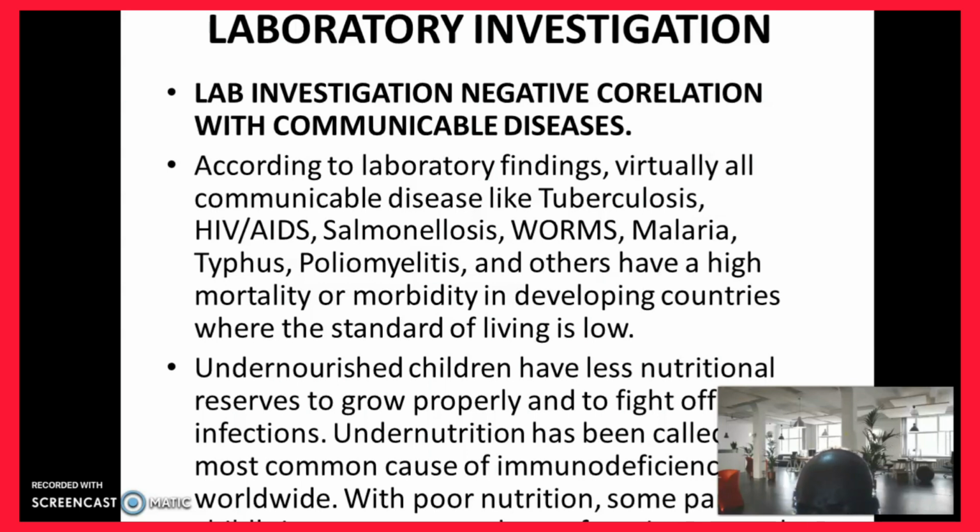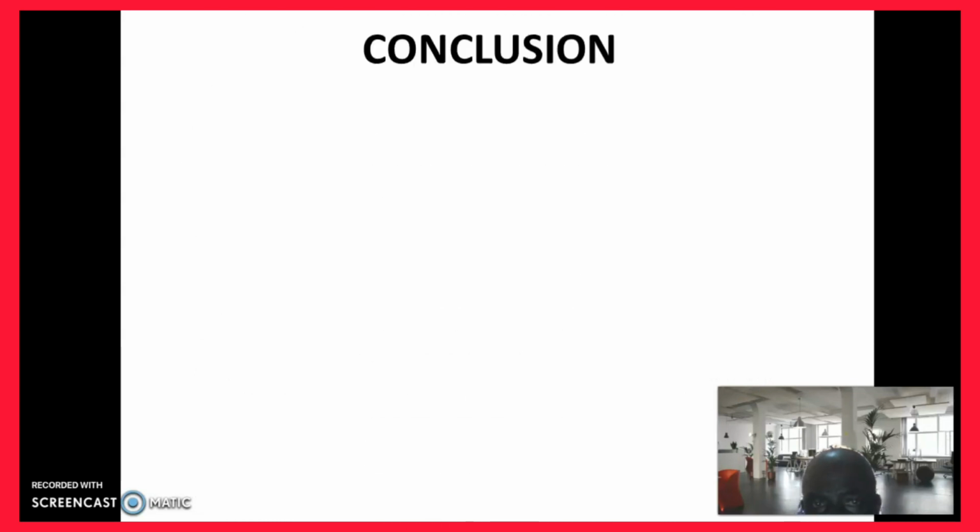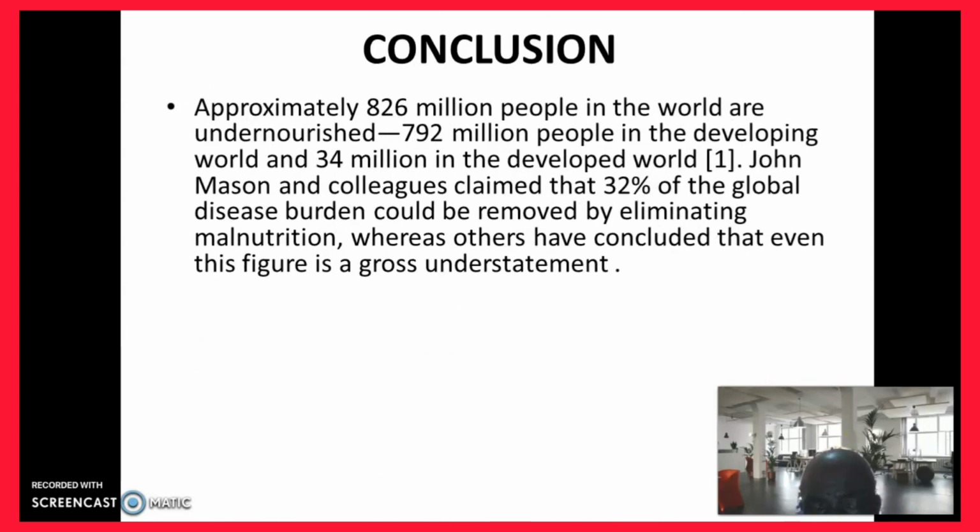Malnutrition has been called the most common cause of immunodeficiency worldwide. With poor nutrition, some parts of a child's immune system do not function properly. Conclusion. Approximately 826 million people in the world are undernourished: 792 million in the developing world and 34 million in the developed world.